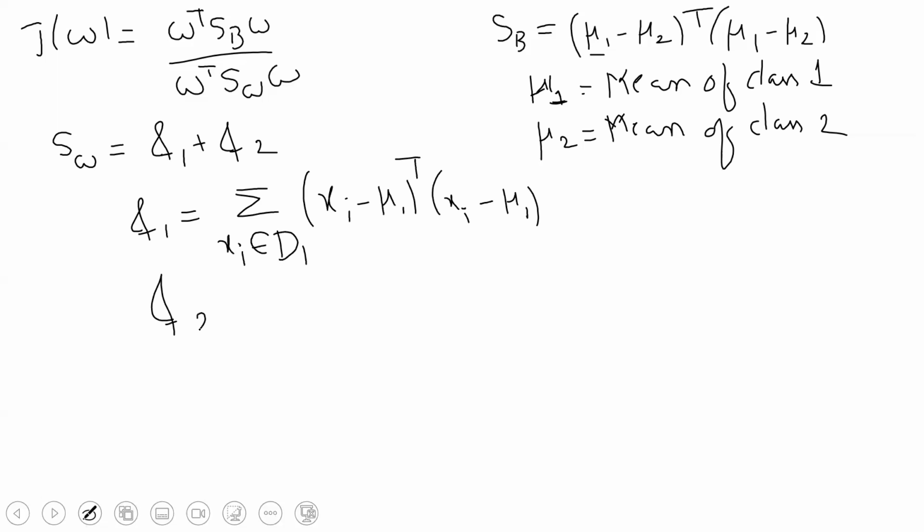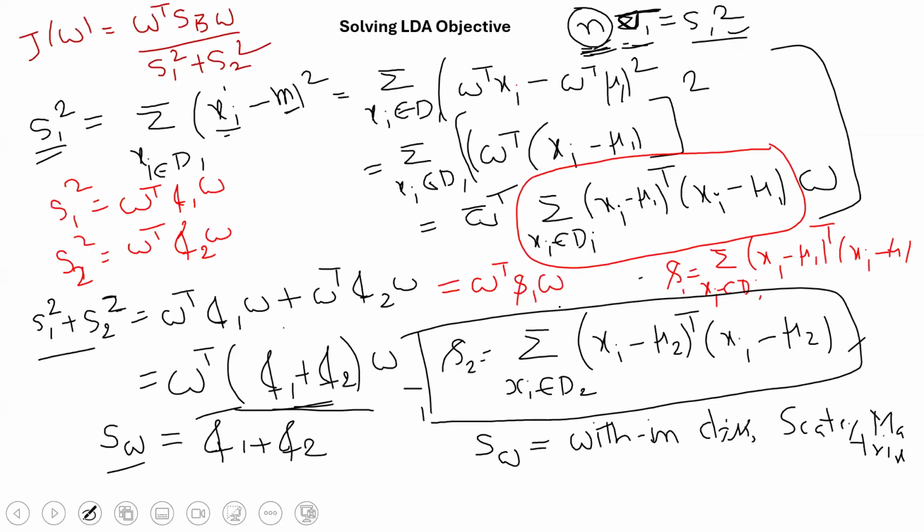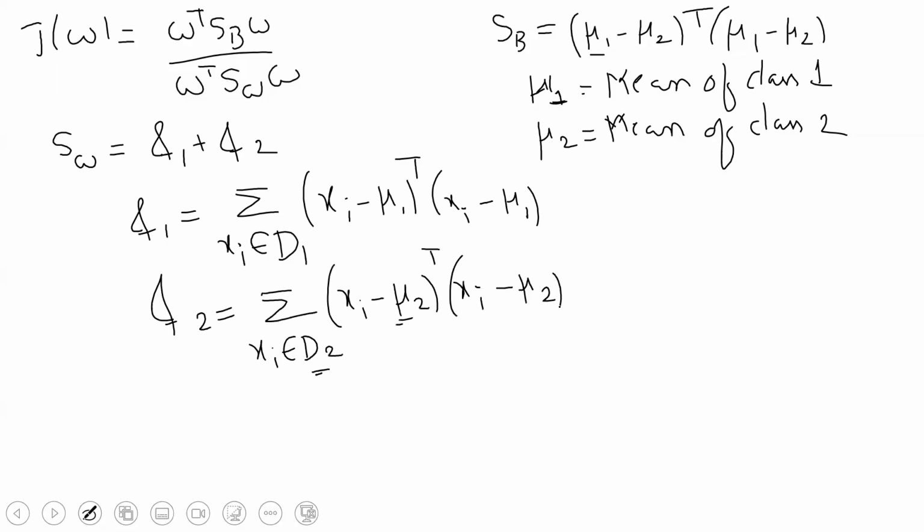What is small s2? Small s2 is nothing but the summation, for every xi that belongs to D2, of xi minus mu2, where mu2 is the mean of all the data points in category 2, whole transpose into xi minus mu2. So this is what S1 and S2 are. Once we find that, we just have to do the summation to get SW. So this is how we calculate SB and SW.